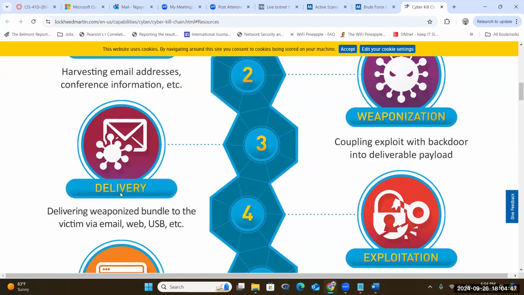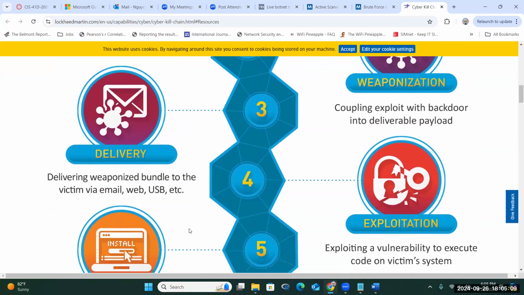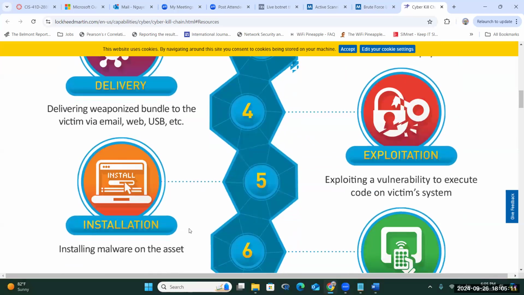And then the third stage, so after that, you would deliver, right? So you build the tools that you need, and then you would deliver that via email, web, USB, etc. And then the exploitation occurs with just utilizing the vulnerability to execute code on the system. That would be one activity.